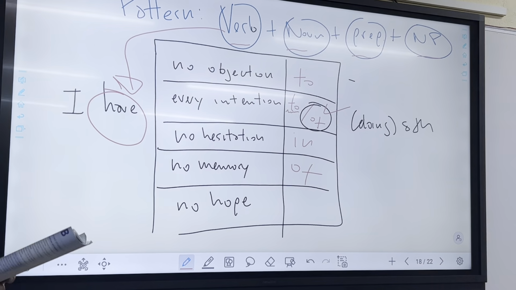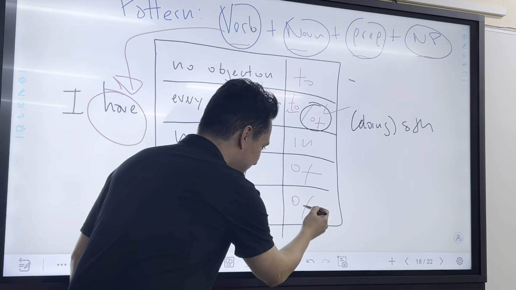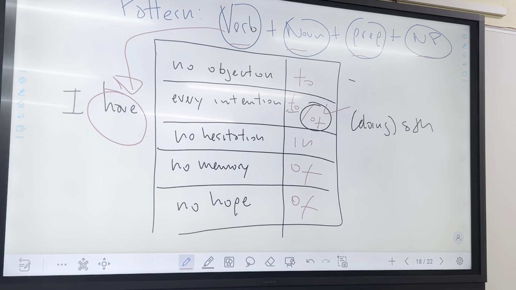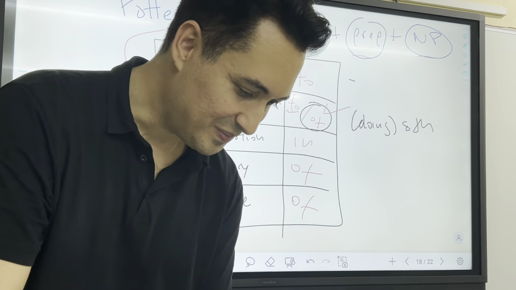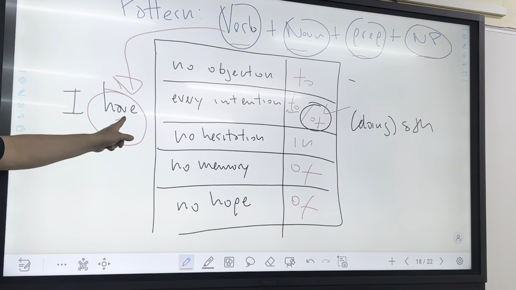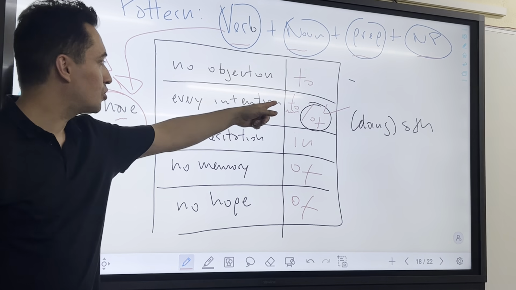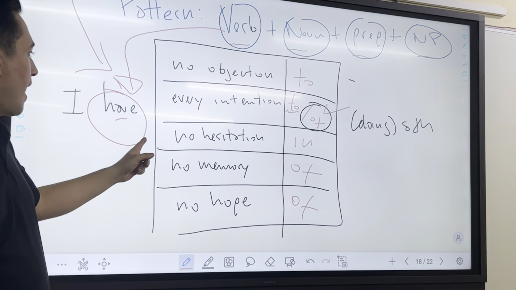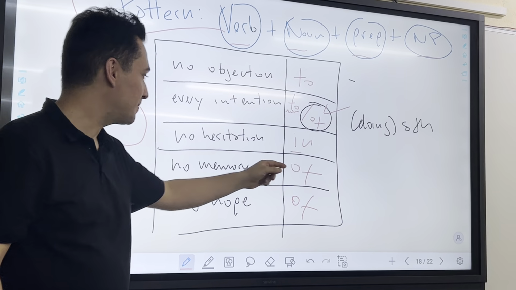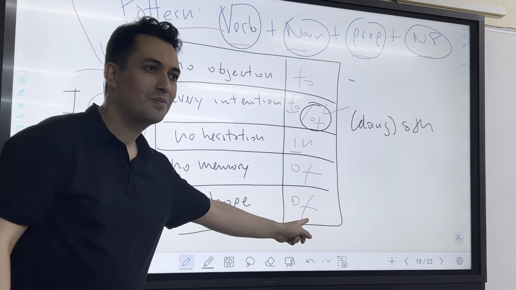Do you have any hopes? I have no hope in doing that. I have no hope of doing that. Okay, remember, with the verb have: I have no objection to. I have every intention of. I have no hesitation in. I have no memory of. I have no hope of.